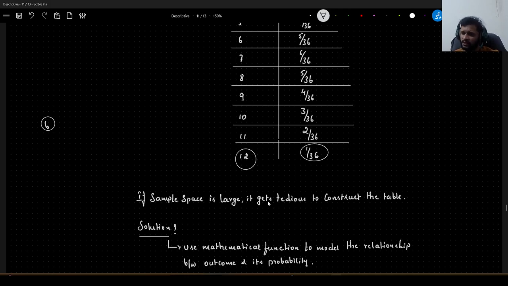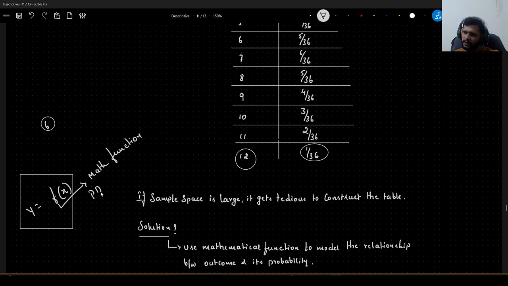The solution is, if we can come up with some mathematical function which represents all these probabilities, it will be easy for us to write it in a short form. And this math function is nothing but the probability distribution function. Okay, so PDF. Let's not confuse the word PDF with probability density function. I will clear that in upcoming videos, but for now let us not address PDF as probability density function.